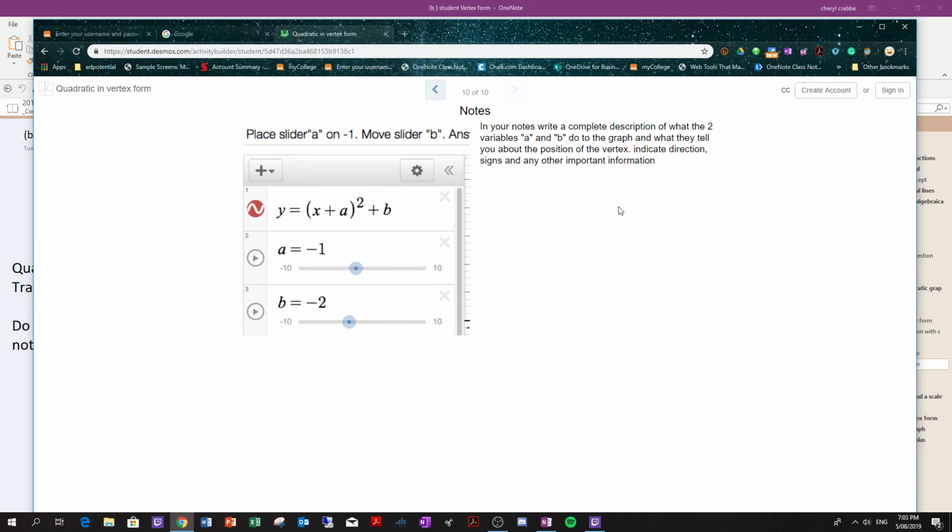Okay, so in your notes or wherever, you need to know what a does to the graph and what b does to the graph, and you need to have some notes, and you need to be able to use that information for you to predict where a vertex is or to redraw an equation or whatever you need.